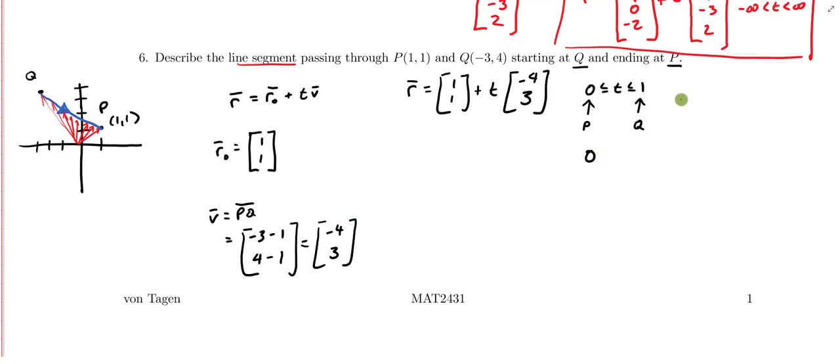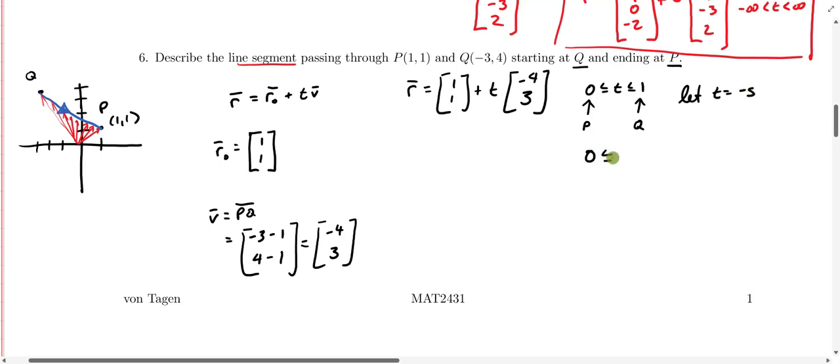So let's let t equal minus s. So that'll be 0 less than or equal to minus s, which is less than or equal to 1. Now I'm going to multiply all three sides of this inequality by minus 1. Careful, multiplying by minus 1 changes the direction of the inequality. And then this is a true statement: 0 is greater than or equal to s, which is greater than or equal to -1. But usually we don't write it that way, so let's reverse that orientation: -1 is less than or equal to s, which is less than or equal to 0.